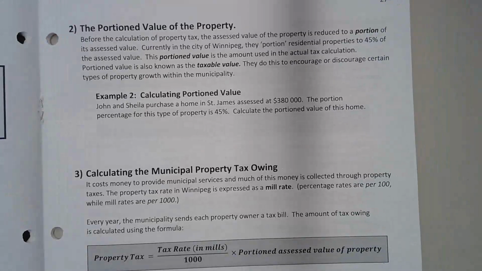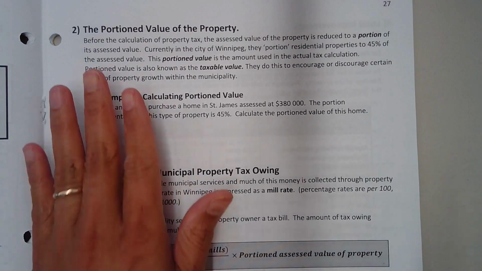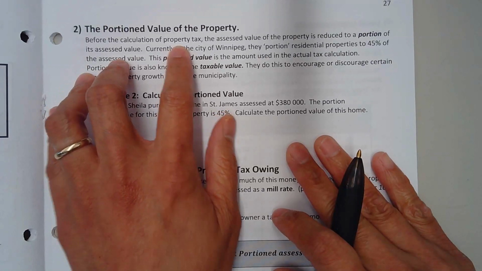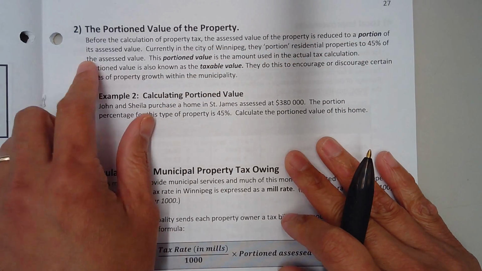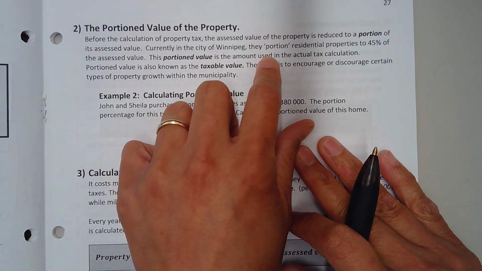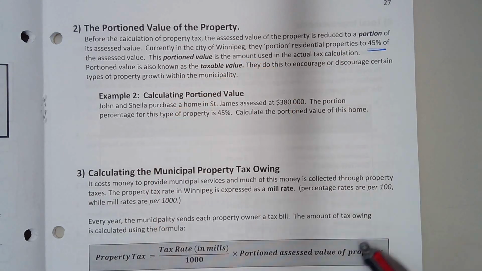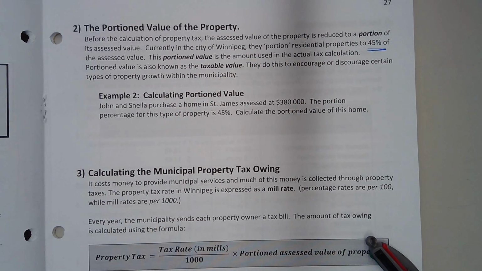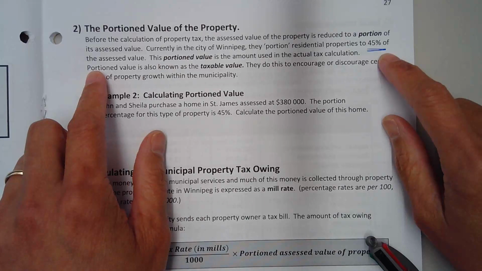Now, this is the second part. Portioned. Before the calculation of property tax, the assessed value of the property is reduced to a portion. Currently, in the city of Winnipeg, the portion for residential property is 45%. If this is our property, and our tax is based on the value of our property, we're not paying for the whole amount. What we're looking at is a portion of that. So 45% of the assessed value.